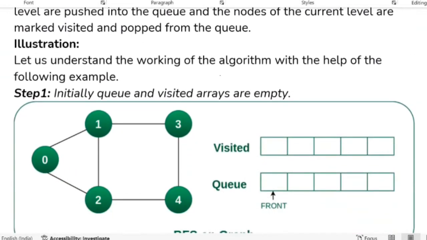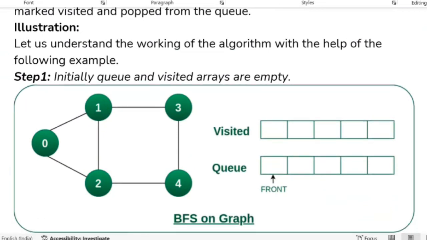Okay, so we just illustrate this with diagrams. Let us understand the working of the algorithm with the help of the following example. So take this graph. Initially the queue and the visited array are empty. You can see that this is a graph. There are five vertices which are marked with numbers 0, 1, 2, 3, 4.